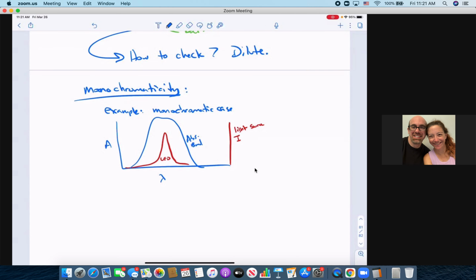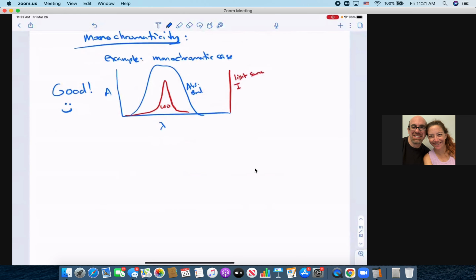All of the light that's emitted by that LED can be absorbed by that molecule, correct? So in this case, it's monochromatic, which is good. This is the good case. Makes me a happy scientist, because all my light's being absorbed. Let's look at a case that's not monochromatic, though. This is bad.